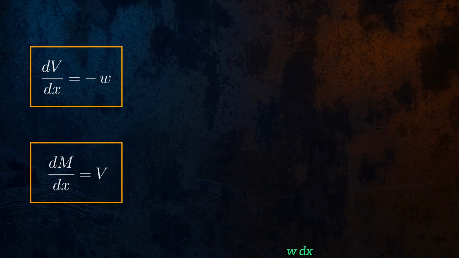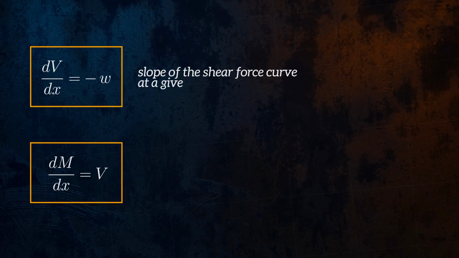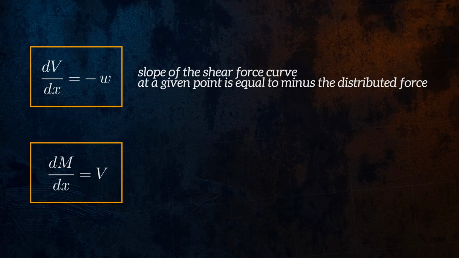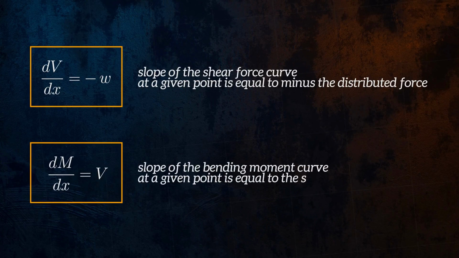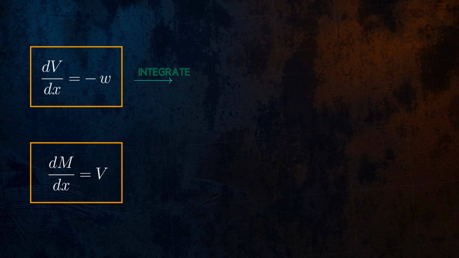The quantity dV over dx is the slope of the shear force curve, and at a given point along the beam, it is equal to minus the distributed force. Similarly, dM over dx is the slope of the bending moment curve, and at a given point, it is equal to the shear force.